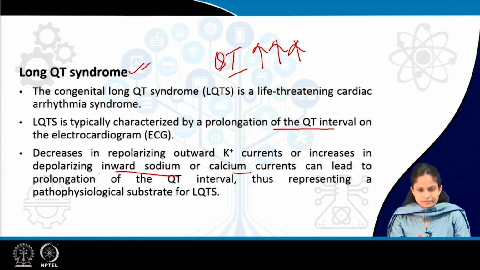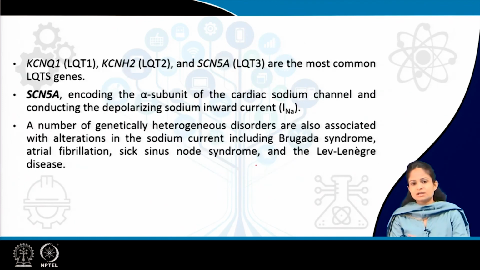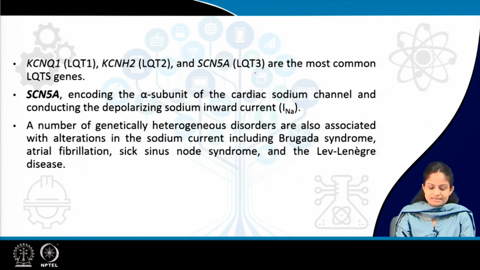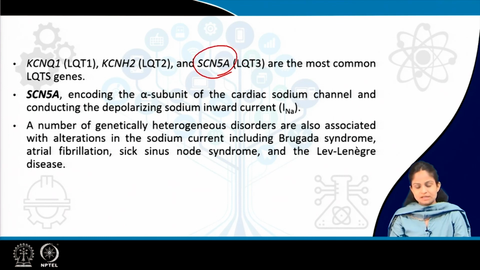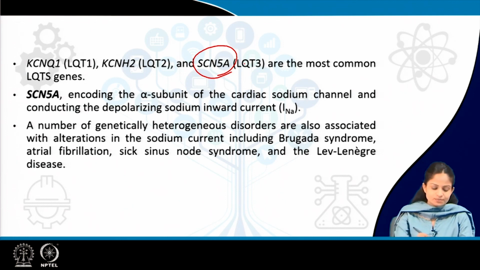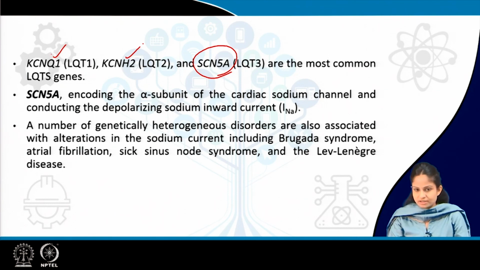All the 3 major channels are usually involved in long QT syndrome, whether it is potassium channels, sodium channels, or calcium channels. Specifically, if we talk about the sodium channels, it is SCN5A, specifically seen in the heart. These are most commonly involved. Besides, we have KCNQ1 and KCNH2. These are the potassium channels which are involved, but we will study that later. So, sodium channel SCN5A is mainly involved in long QT syndrome.